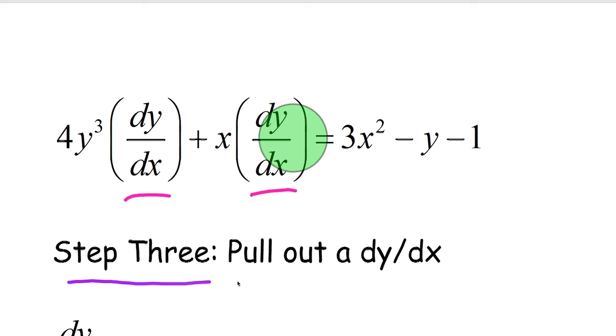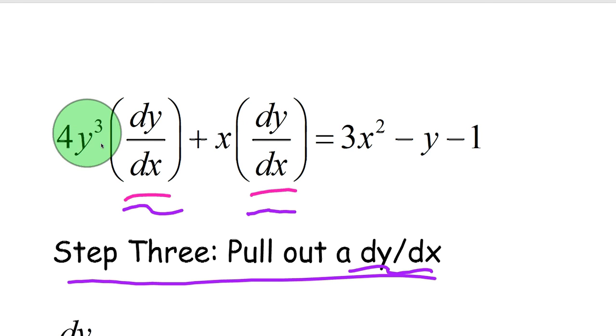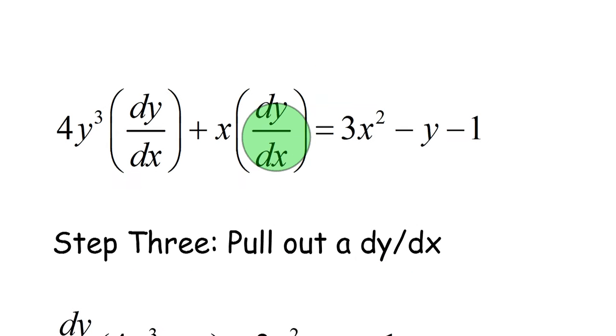So now more than ever, this step 3 is applicable. We're going to pull out a dy dx. This is like pulling out a GCF. Our GCF here is dy dx. Now you don't really want to pull out the whole GCF. And what I mean by that is if this had an x in it and this had an x in it, you wouldn't want to pull that x out. You only want to pull out the dy dx, and that's because you're trying to get it by itself, and that's going to help you achieve that goal.